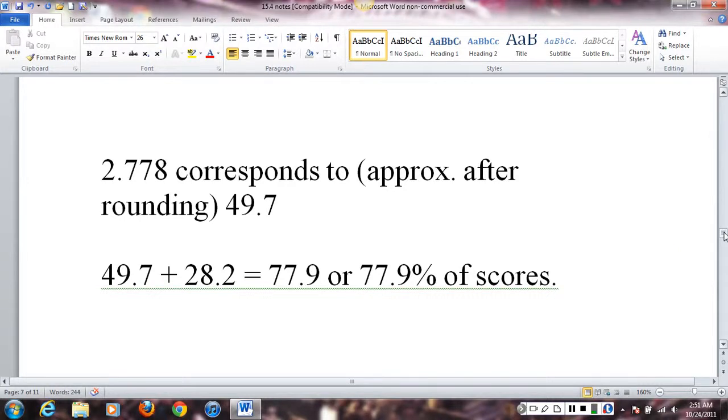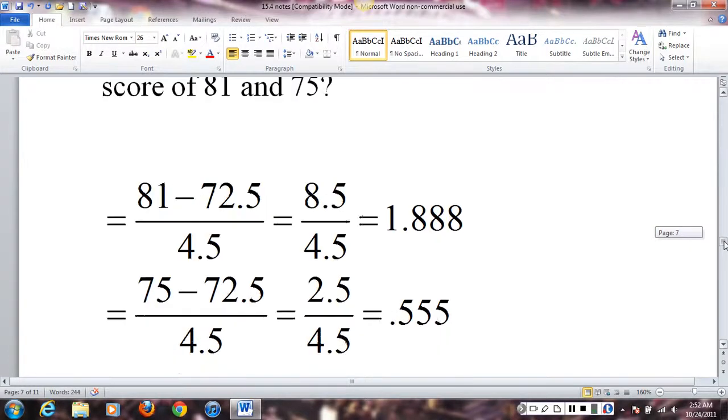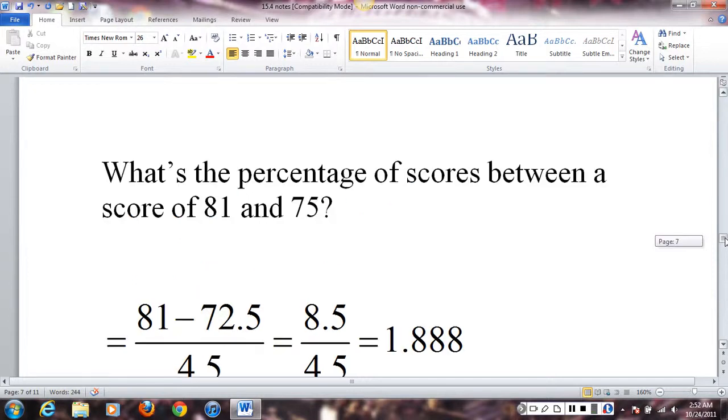Now, one thing to note is we solved that by adding the data values, because you notice one of the z-scores is positive, one of those negative. These two, for example, are both positive z-scores, 81 and 75. Same question. What's the percentage of scores between those two?